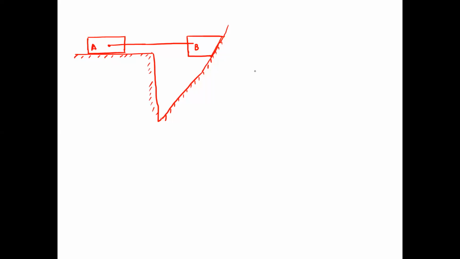Note down this problem on the angle of friction. Two blocks are connected by the horizontal rod AB on two rough surfaces. The coefficient of friction between block A and the horizontal surface is 0.4. So mu here is 0.4. The limiting angle of friction between block B and the inclined plane is 20 degrees.